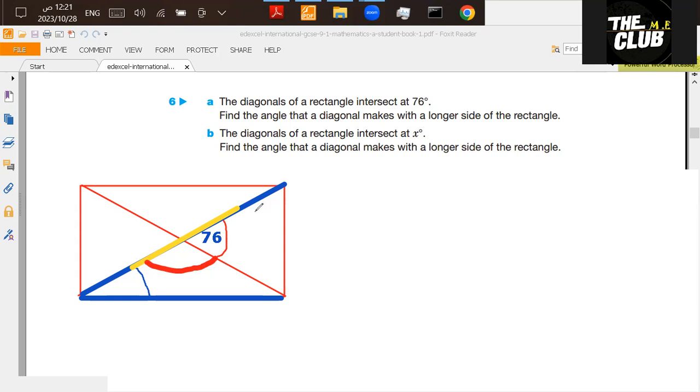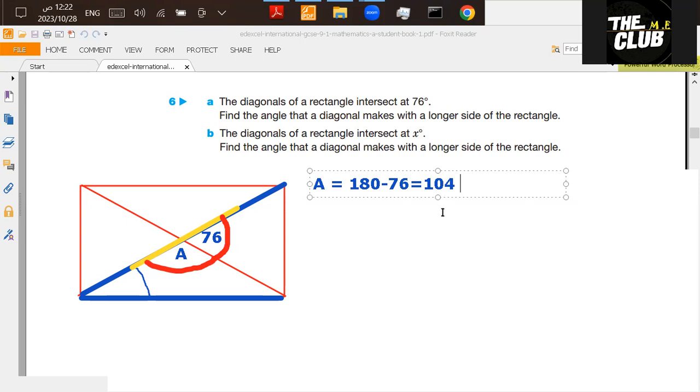How do we find it? We know that this is a straight line, and angles on a straight line add up to 180. So this angle, let's call it A. There are no letters, so this is A. A equals 180 minus 76. So I'm gonna subtract 180 minus 76, and the answer is 104. Good. So A equals 104.